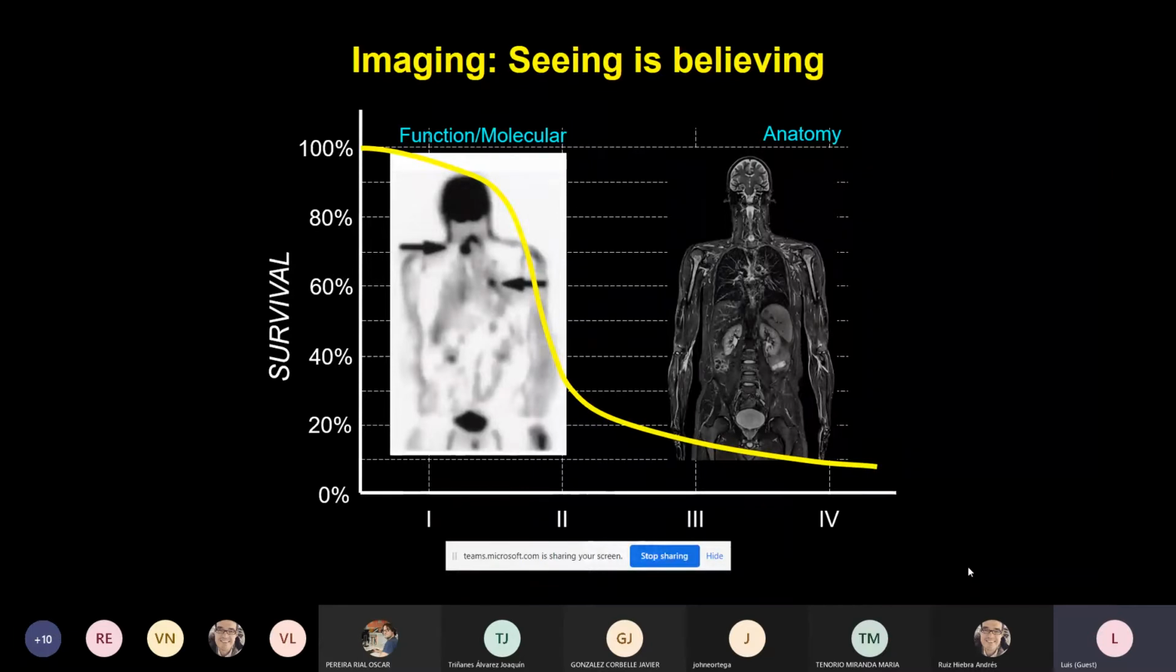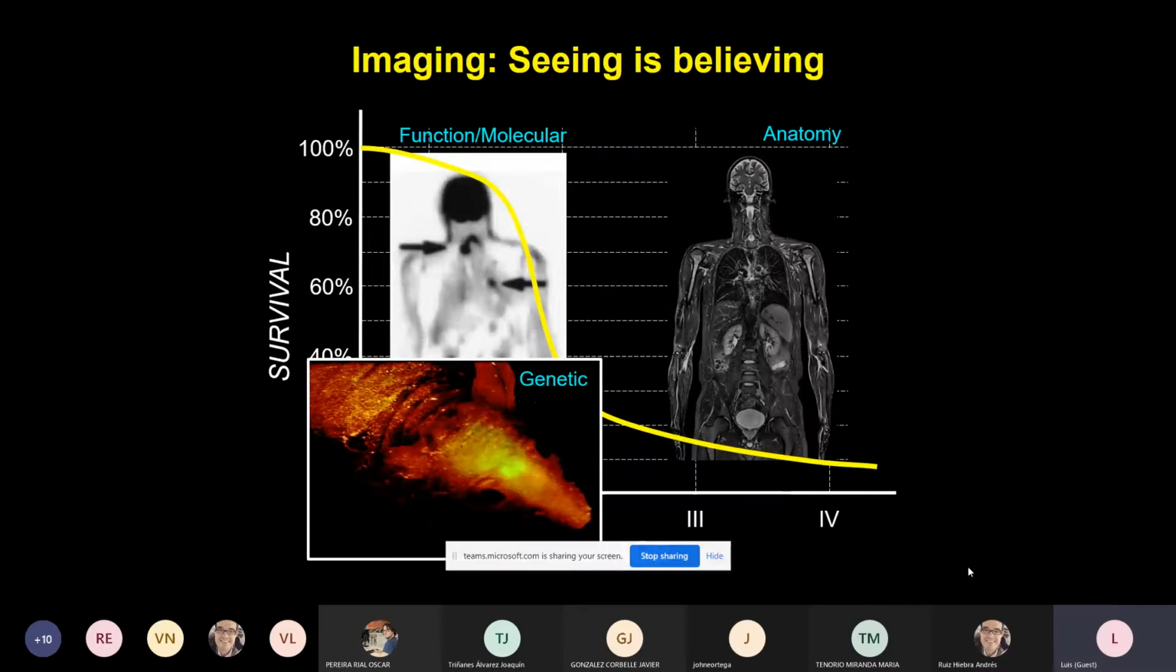It shows functional and molecular information, some disease cells that undergo different processes, different molecular pathways, and these are detected in this case with FDG, which is a PET tracer. So you can not only look at the anatomy, which is what you generally think of when you think about imaging, but there are other things that an imaging modality can provide.